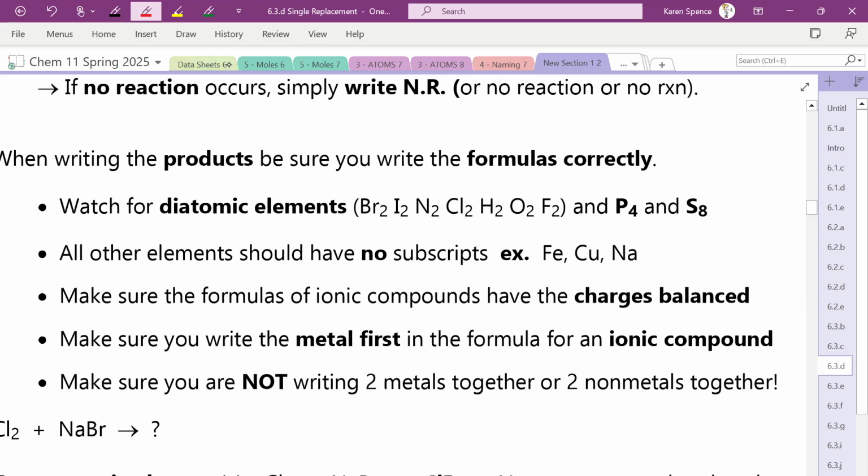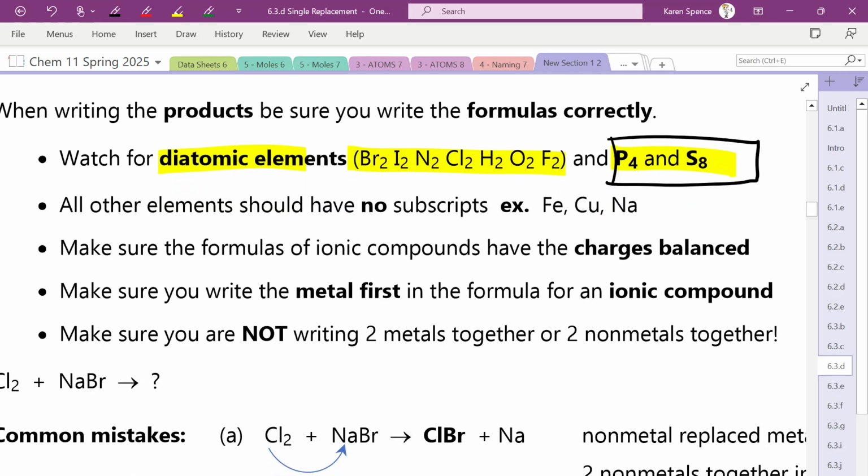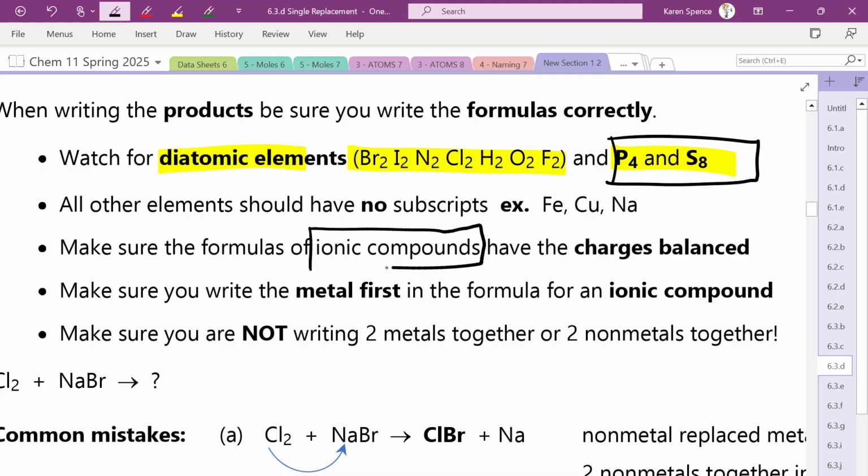You are still watching for your diatomic elements. You're still watching for P4 and S8. If you have an ionic compound, all the compounds will be ionic, unless they're an acid, but you still have to balance the charges. All of the ionic compounds have to have charges balanced, and they all have to have the metal first. You cannot write the metal second. And you have to make sure you're not putting two metals together and you're not putting two non-metals together. They don't go.